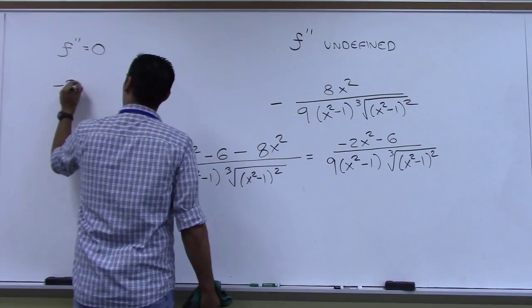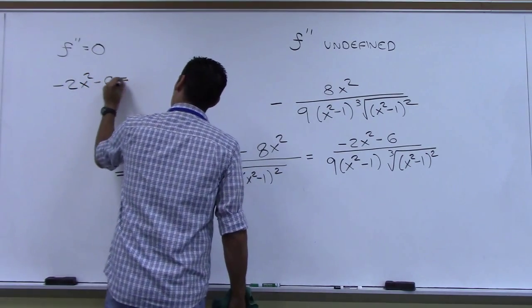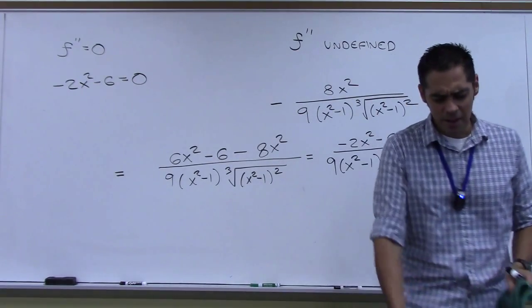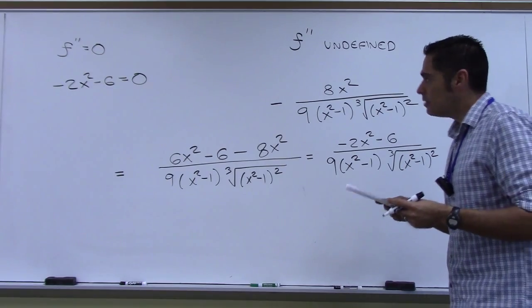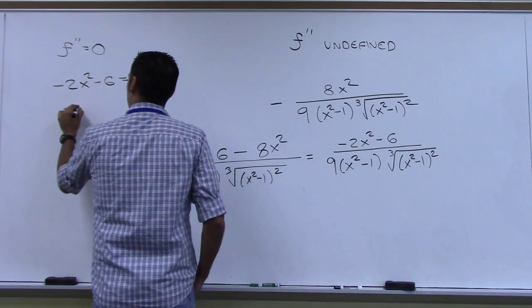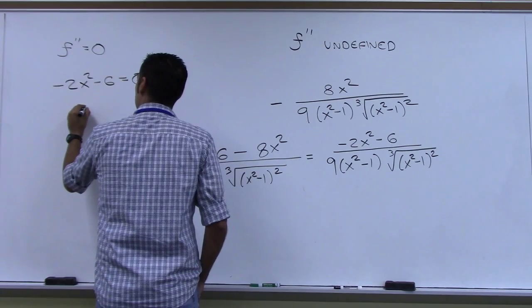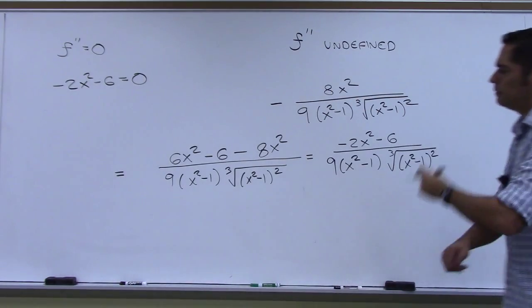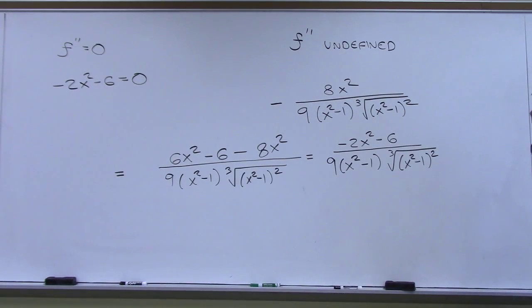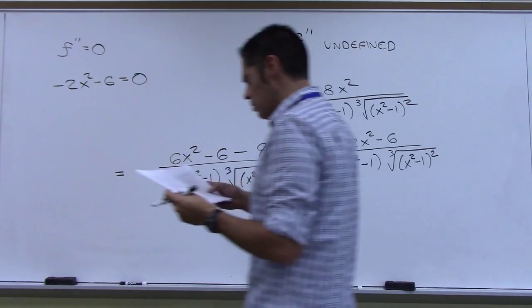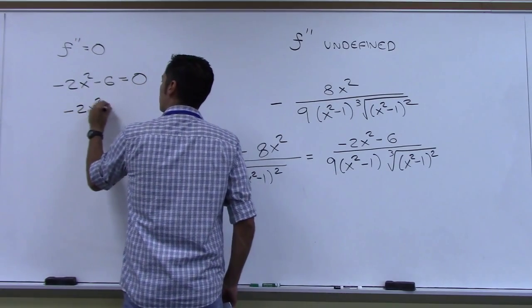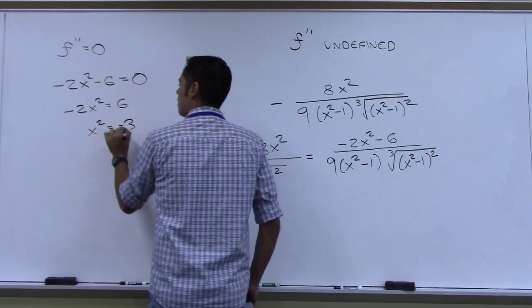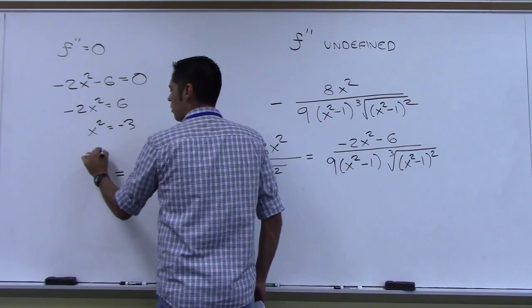Negative 2x squared minus 6 equals 0, right? And then set that to 0. Divide both sides by... So, what do you get? Hold on a second. Yeah, it's not going to be a solution. It's not possible, right? Negative 2x squared equals 6. x squared equals negative 3. Can't have a negative root. No solution.